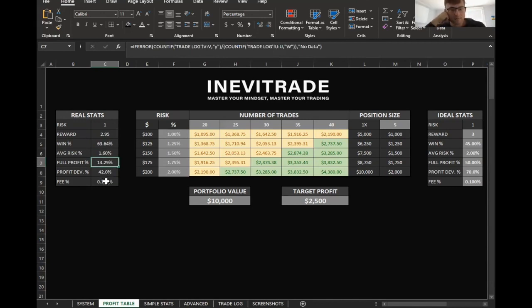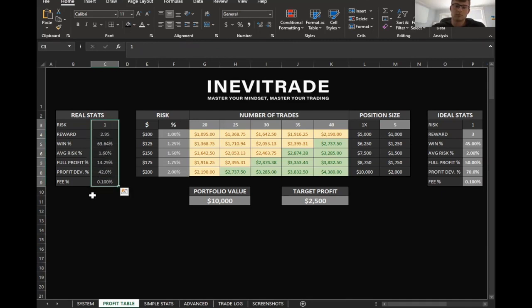These aren't actual trades, by the way. This is just a template. Your trades that go full profit, your trades that don't go full profit, how close to the target profit did they get, and how much are you paying in fees? Now, what's really neat about the spreadsheet, and we'll show you this, these numbers actually pull in from your actual trades. So, we'll take a look at that.